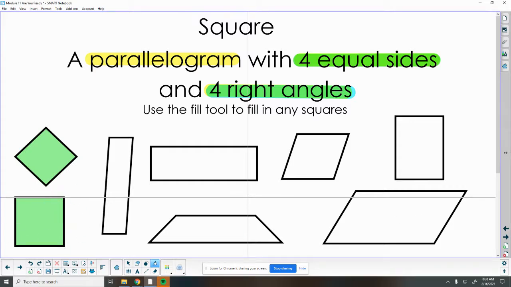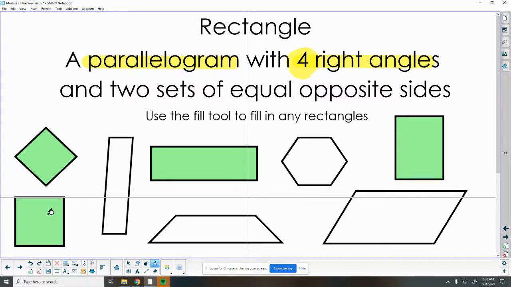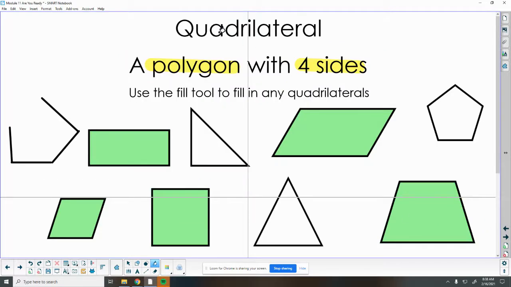So this square, we can see as we go back through, the square was a rhombus. It has four equal sides. This square is a rectangle. It has four right angles. This square is a parallelogram. The opposite sides are parallel. This square is a quadrilateral.